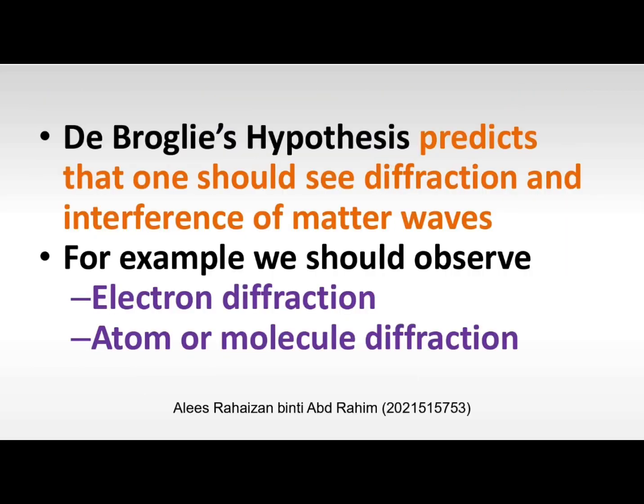In 1927, C.J. Davisson and L.H. Germer verified the de Broglie hypothesis directly by observing interference patterns, a characteristic of waves, with electron beams. De Broglie's hypothesis predicts that one should see diffraction and interference of matter waves. For example, we should observe electron diffraction and atom or molecule diffraction.